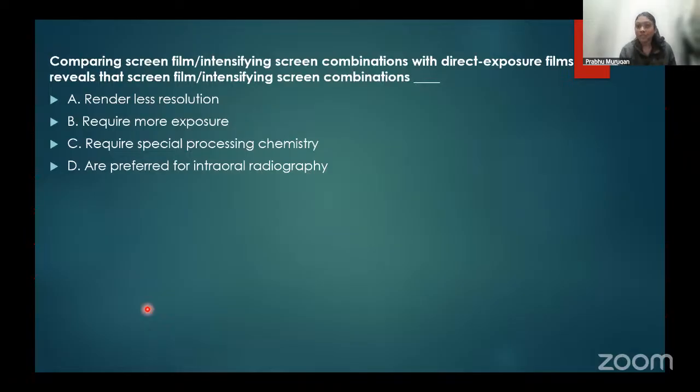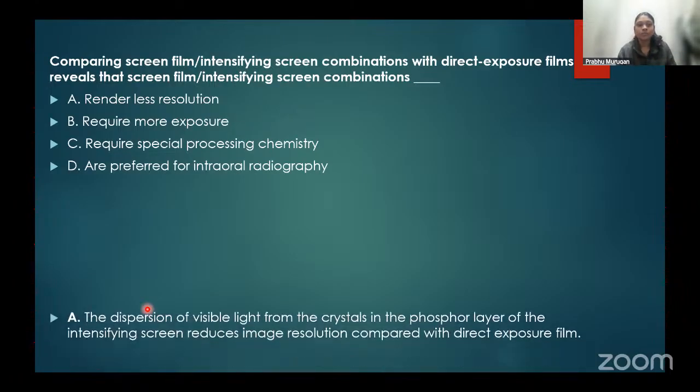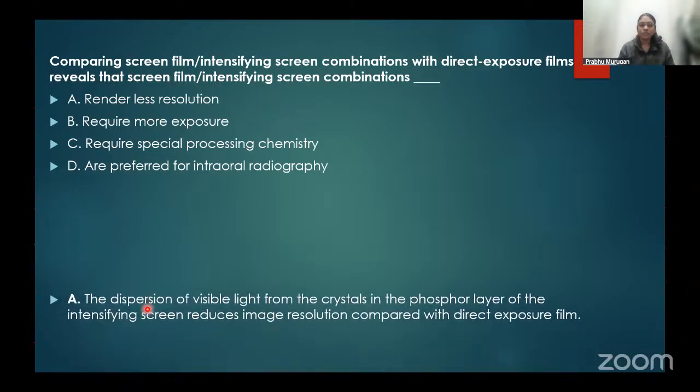The correct answer for this particular question, they are actually trying to compare the screen films with the direct exposure film. In all the options given, they're asking you which one is correct. Only the first one is correct, because options B, C, and D are not relevant to it. Okay, so rendering less resolution. Yeah, the dispersion of visible light from the crystals in the phosphor layer of your intensifying screen will cause reduced image resolution when compared to the direct exposure, that is your conventional IOPA film.